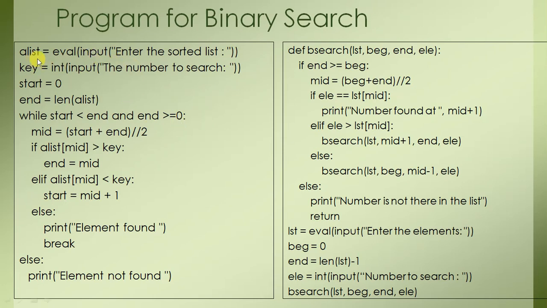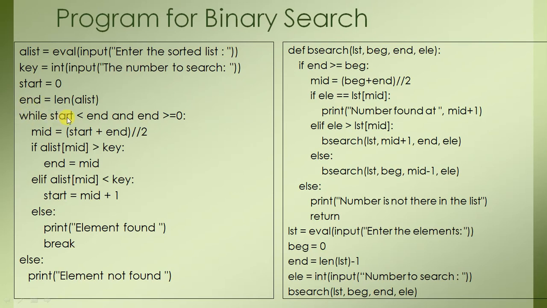So we will input the list using the eval function of Python. We will also input the number that is to be searched. Then as the index of the list starts with 0, the start value will be 0. The end value will be the length of the list. Now we will go to the iteration part. So this start indicates the beginning of the list and end indicates the last of the list.